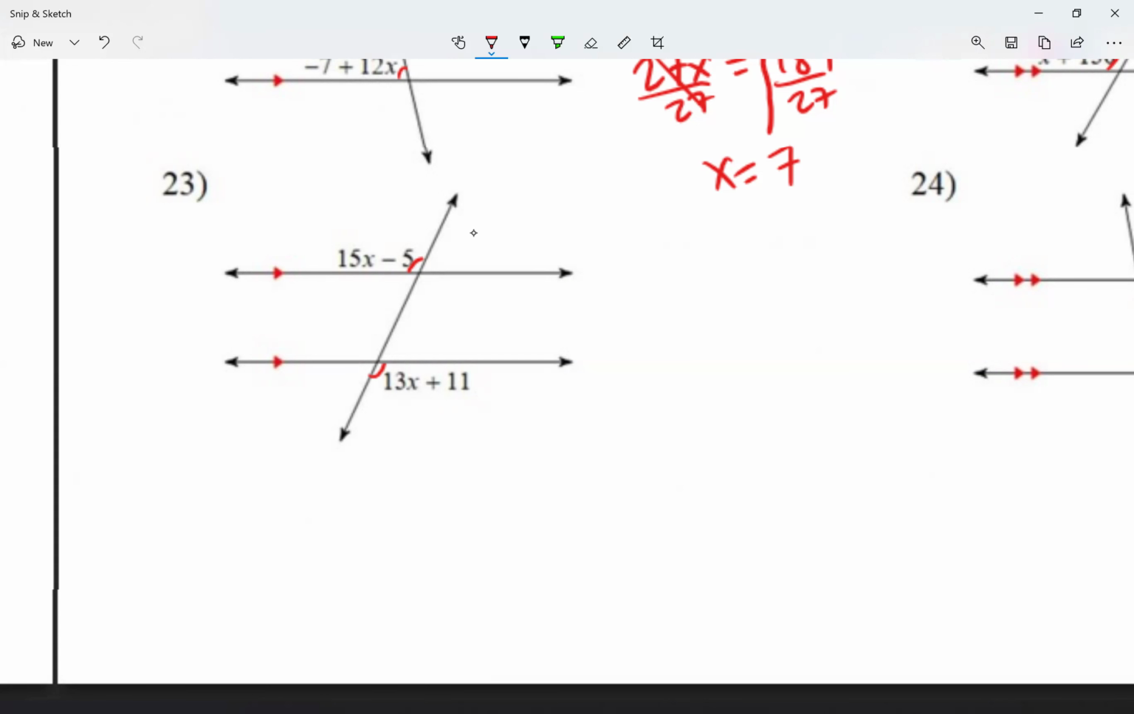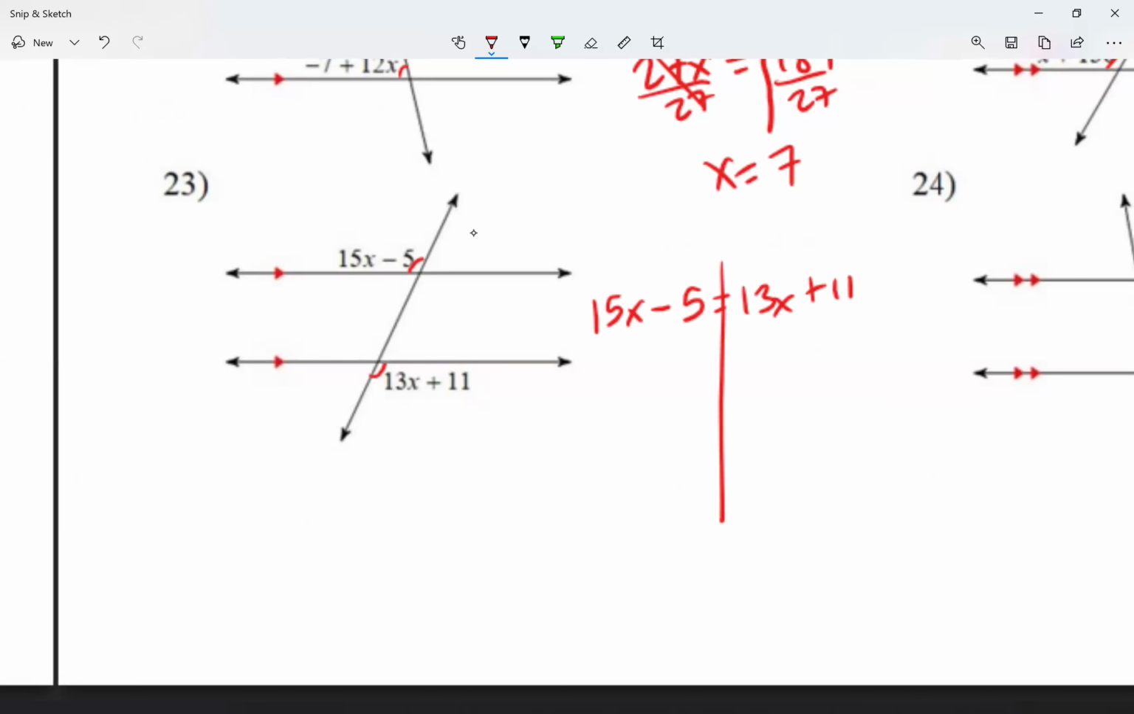Well, one angle's on the left side of the transversal, the other angle's on the right side, so that's alternate. It's not in between the parallel lines, so that's exterior. So this is alternate exterior. And I know for alternate exterior, those two angles are equal to each other. So I'm going to write down 15x minus 5 equals 13x plus 11. Let me separate my sides to the equal sign.